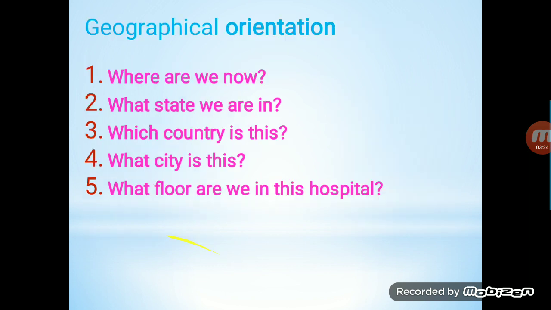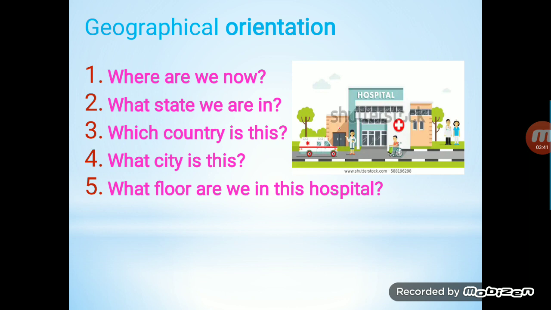The second one is geographical orientation. When you want to know whether the patient is oriented to the place where they are, you can pose these questions to the patient: where are we now, what state are we in, which country is this, what city is this, and what floor are we on in this hospital. These 5 questions can be administered to assess their geographical orientation. Again, remember that each correct answer carries 1 point.